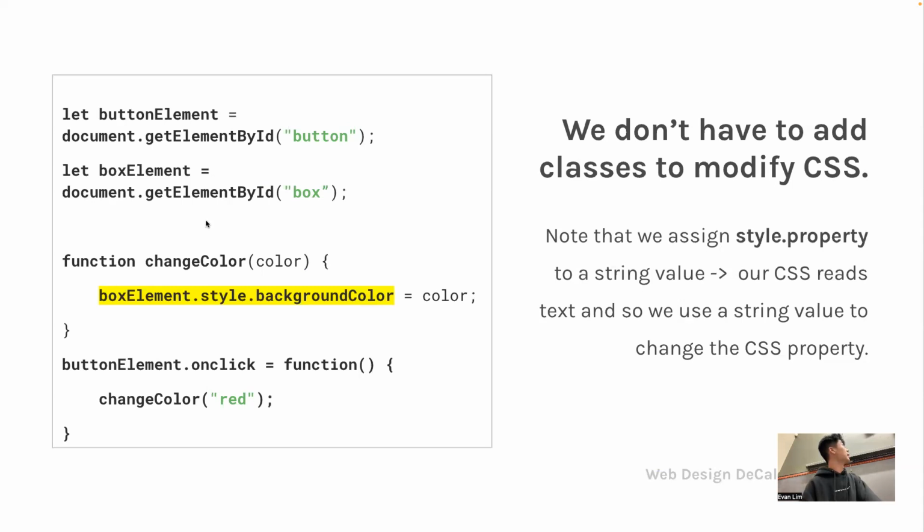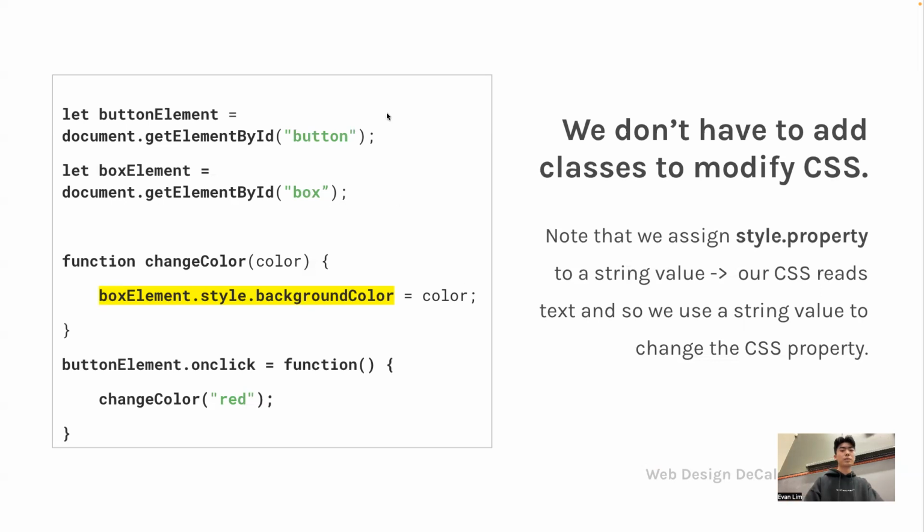Let's say we want to define this change color function to take in a color. We'll just assume it's a string. And we select this box element here. When we specify dot style, what we're telling the program is we're going to change something about its styling. And dot background color is just the specific attribute that corresponds to the CSS attribute background color. And then we just set it to whatever color we want.